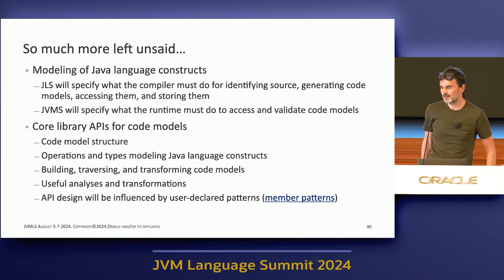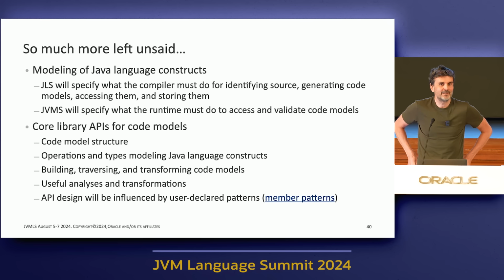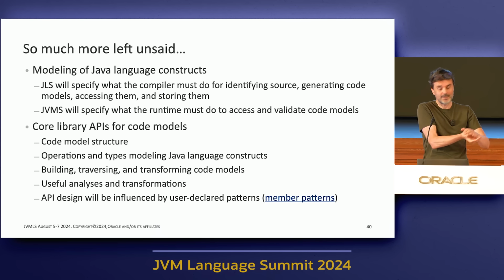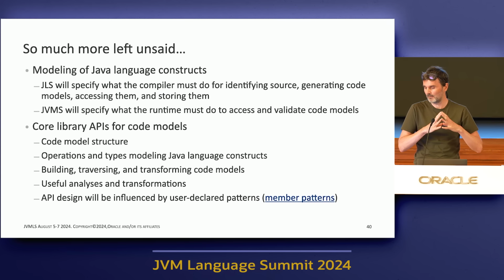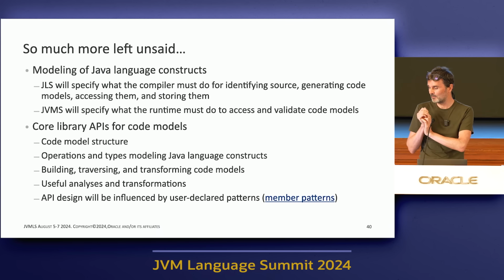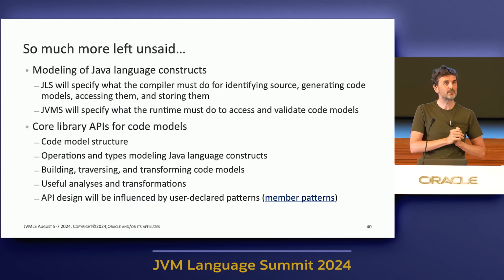Okay, so there's a lot left unsaid here. There's like 5 hours of content we could talk about. Maybe next time we can talk about modeling of Java language constructs and how we do that. The JLS will want to specify what the compiler must do for identifying source and generating code models, accessing them, and so forth. That's a big, big area, how we model stuff. And the JVMS will want to specify what the runtime must do to access and validate these code models. So we've still got a lot of work to do here, especially around specification when we're ready to do so, once we know we've got the right thing.